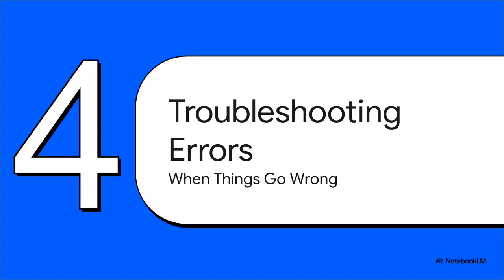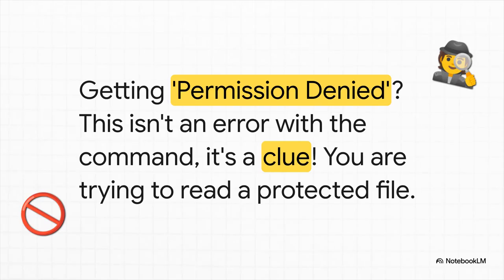And speaking of troubleshooting, this is where the file command really proves its worth. It's often the very first step to solving some of those really weird, frustrating errors that make you want to pull your hair out. Okay, first up, a classic. You run file on something and you get permission denied. Now, that's not an error with the command itself. It's actually a huge clue. It's telling you that your user doesn't have permission to even look inside that file, which is critical information.